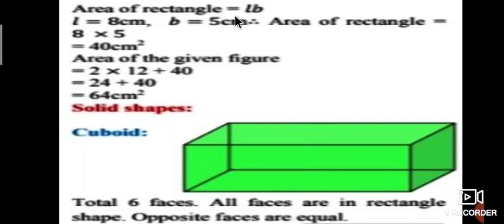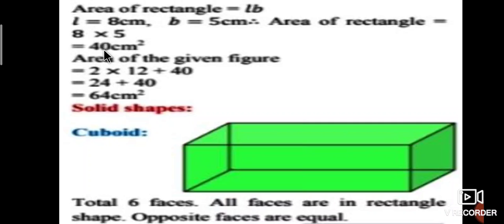Therefore, area of a rectangle is equal to length into breadth. Length is equal to 8 centimeter and breadth is 5 centimeter. Therefore, area of a rectangle is equal to 8 into 5, that is equal to 40 centimeter square.